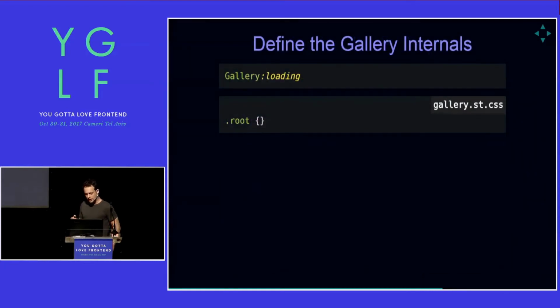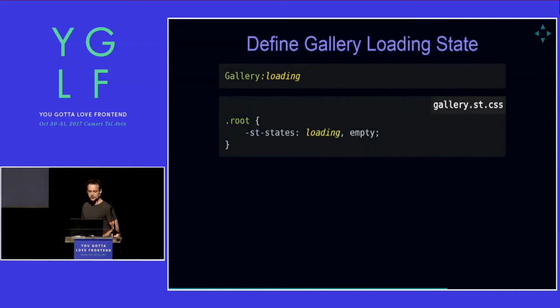First of all, Stylable offers the root class. The root class is reserved for the root element of our component, and we can define custom state with the -st-states declaration. It allows us to define custom pseudo-classes, and it can accept multiple values. In our case, two of them: loading, to show that our gallery is in loading mode, and empty, to indicate that our gallery has no content. This does not set the state, only exposes possible states for our selectors to target.